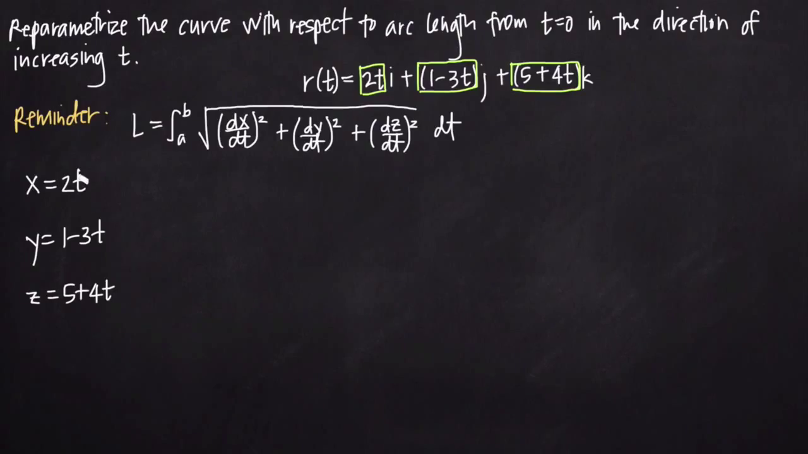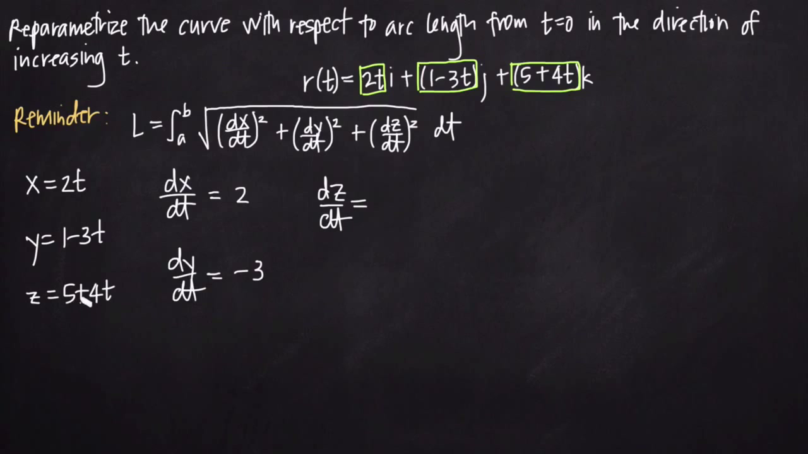Now what we need to do is find derivatives of each of these functions with respect to t. So we'll say dx over dt, the derivative of x with respect to t, is going to be equal to 2. When we take the derivative of 2t, we just get 2. dy over dt, we're taking the derivative here of y with respect to t. The derivative of 1 will be 0. The derivative of negative 3t will just be negative 3. So we just get negative 3 there. And then dz over dt, the derivative of z with respect to t. The 5 is going to go away. The derivative there is 0. The derivative of 4t is just 4.